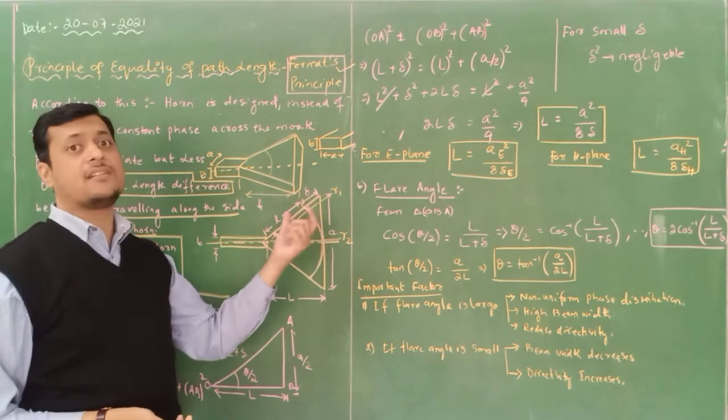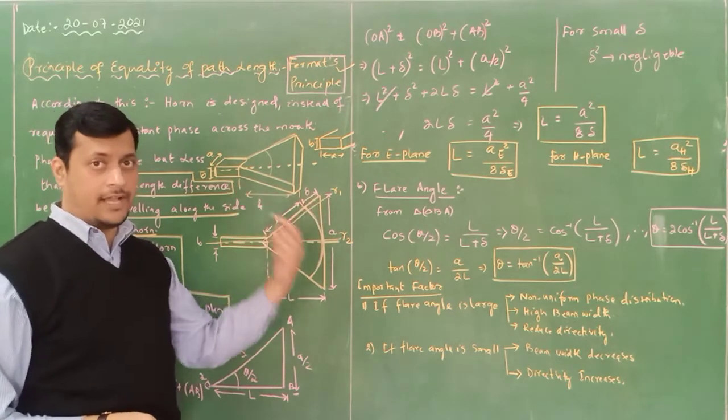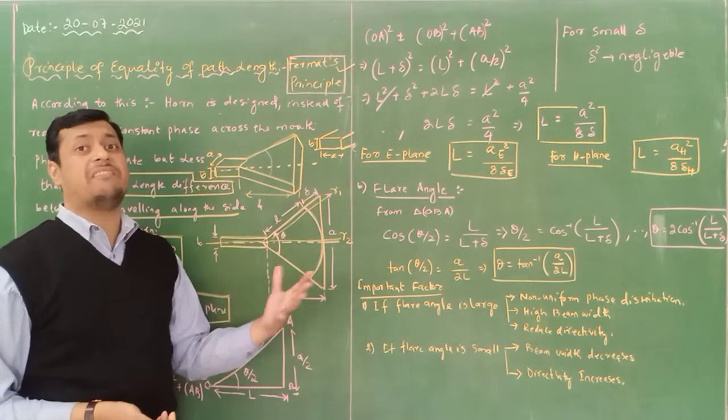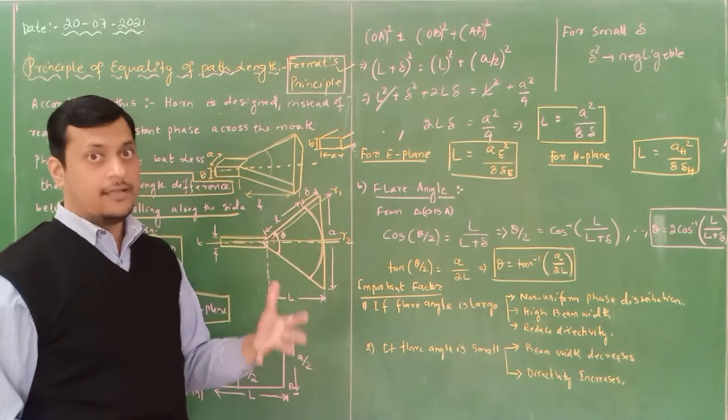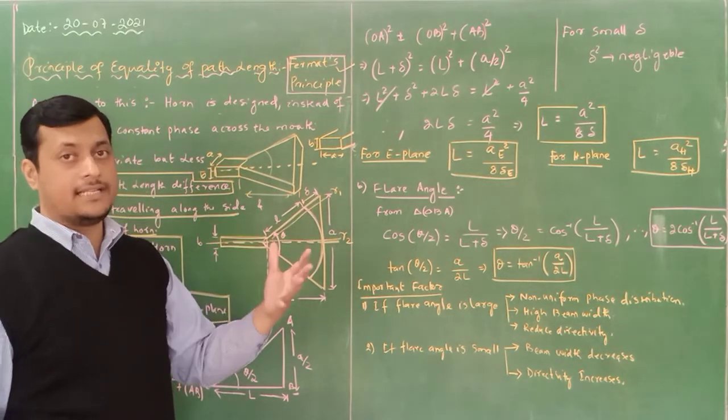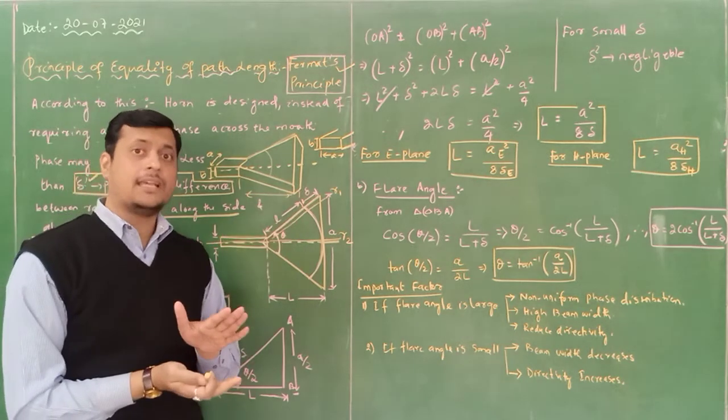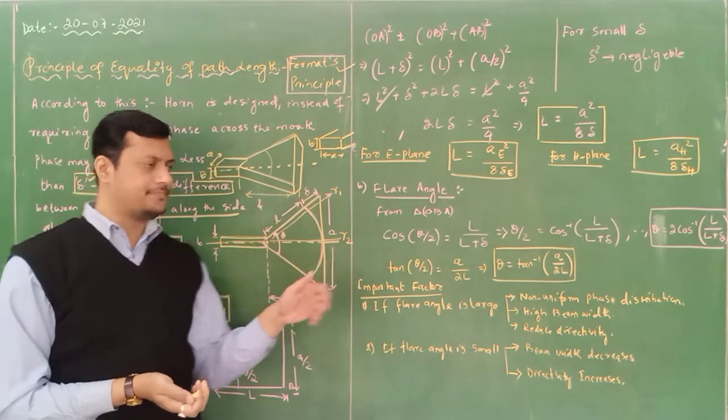This del plays a vital role. It is having a specific value through which the directivity can be increased and beam width can be reduced. That we will discuss now.